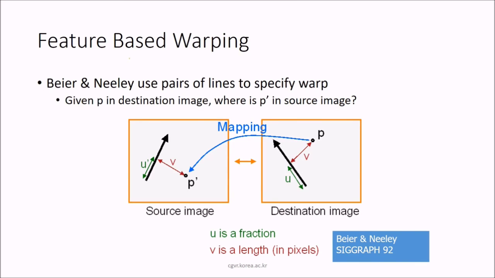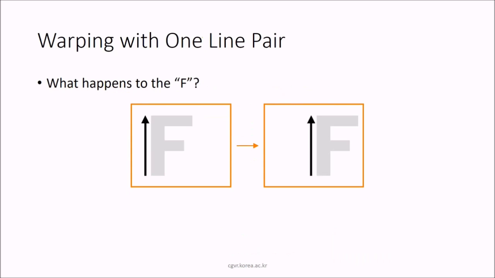We can use feature based warping. Beier and Neely use pairs of lines to specify the warp. If P is given as the destination, say P is given in the destination image, where is P dash in the source image? So how can we compute the source P dash from this P? This is the mapping, and the destination image is this, source image is this. So u is a fraction here, and v is the length in pixels from P, this length. This is feature based warping.